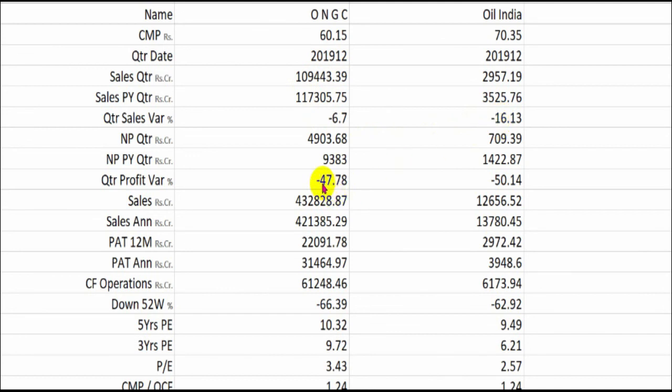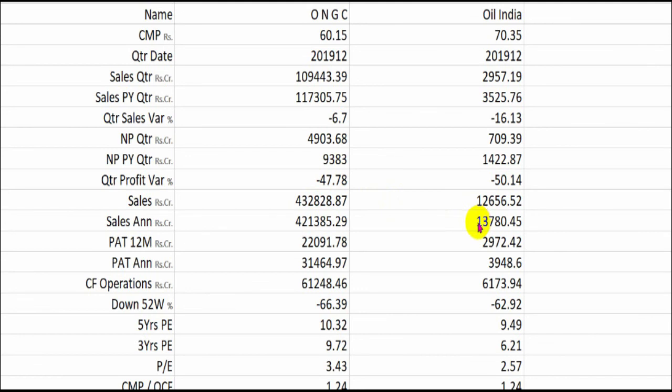Net profit for ONGC has fallen by 47% YOY, whereas Oil India's profits have fallen by 50%. So the profit margin as well as sales has dropped for both the companies, and it has fallen much more for Oil India. The sales for the entire year have increased from 2019. So in 2019 the total sales were around 4,21,000, whereas in the recent 12 months it is at 4,32,000 crores.